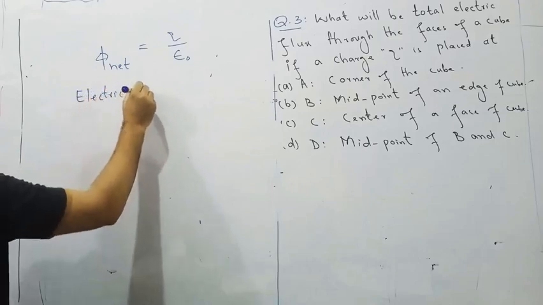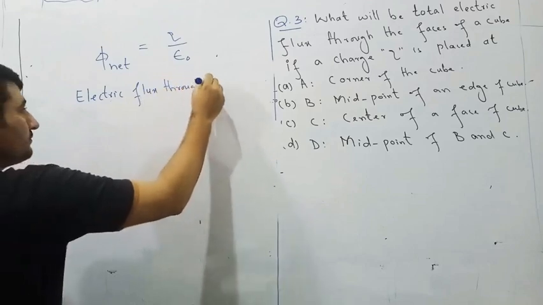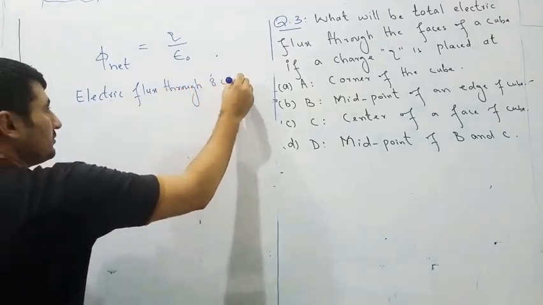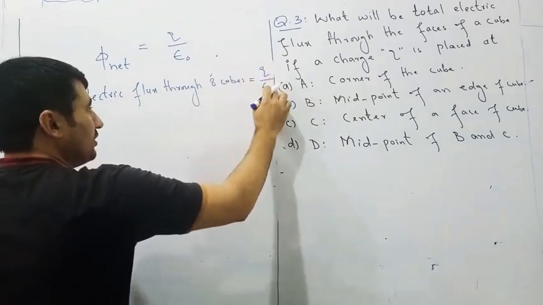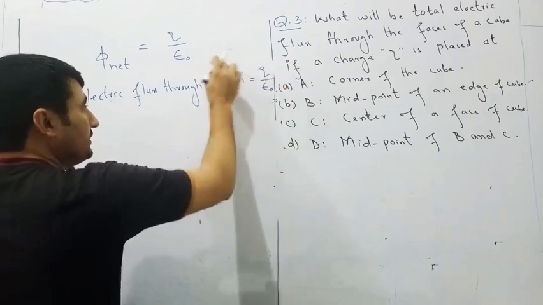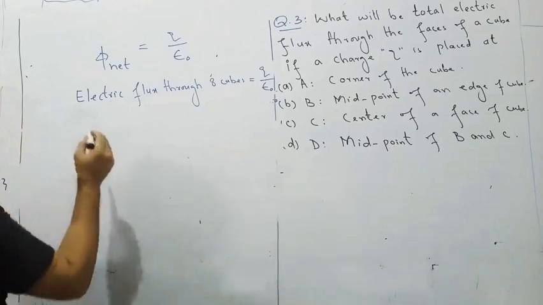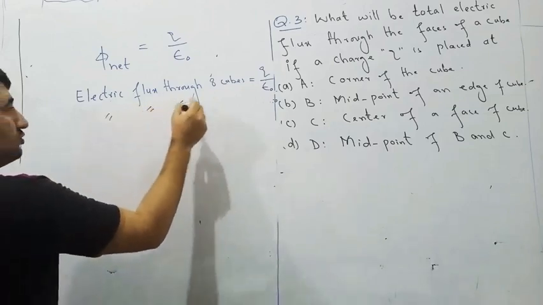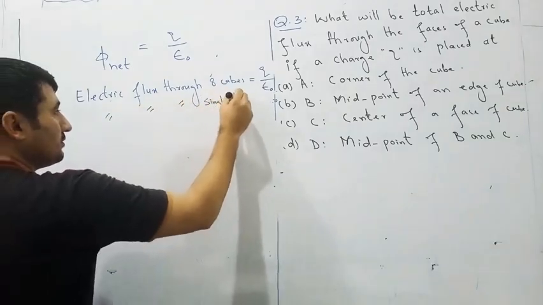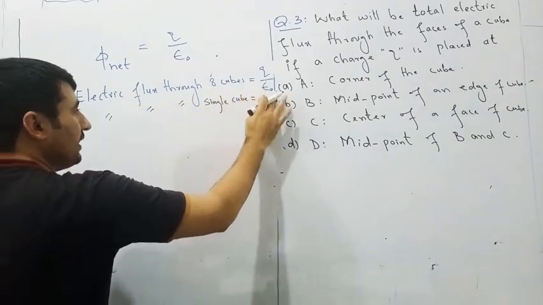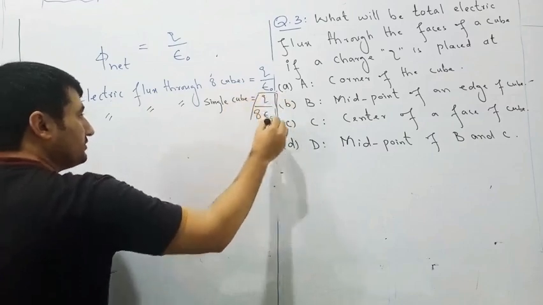Electric flux through 8 cubes is equal to q by epsilon naught, where q is the charge enclosed by these 8 cubes. So the electric flux through a single cube is equal to q by 8 epsilon naught. So the correct option is this one.